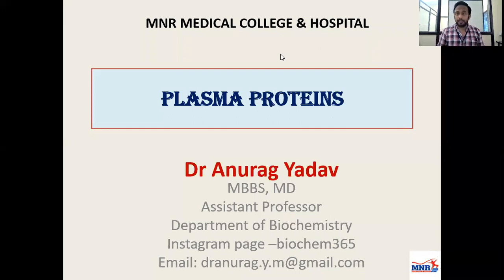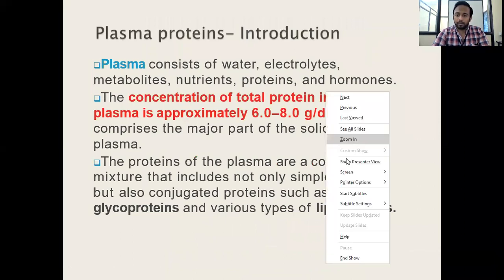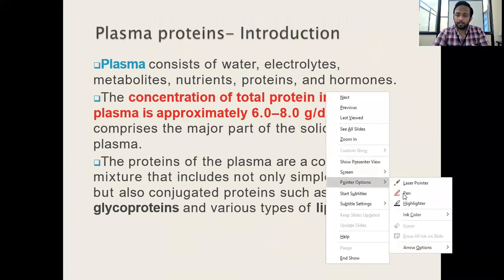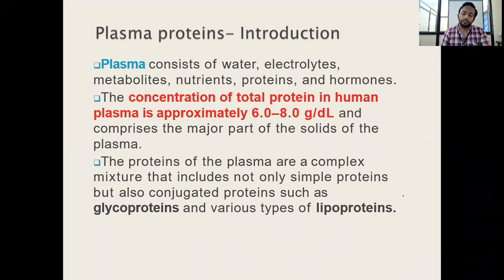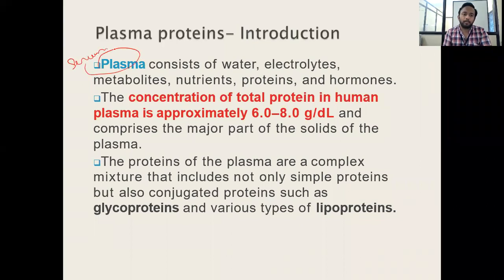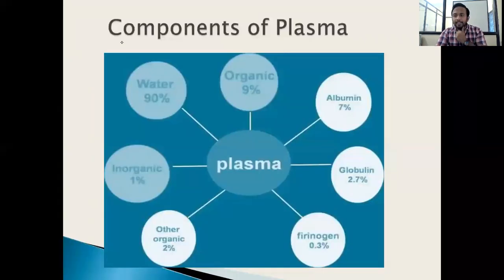So, we'll continue with our previous section where we were discussing plasma proteins, the proteins which are present in your blood. Also, we have discussed the different components which are present in your blood, which make up the plasma, and we have seen what a plasma and what a serum sample is.